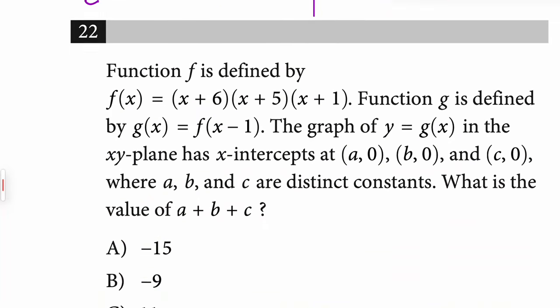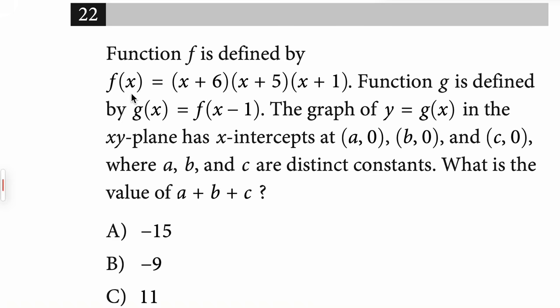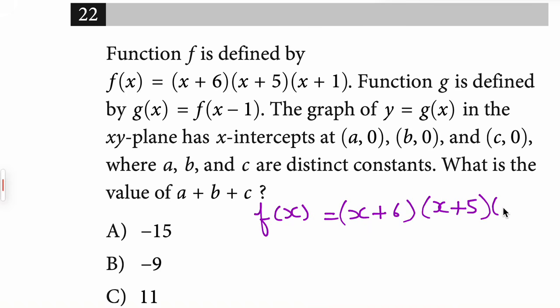Okay, let's come to the next question, which is 22. F of x is equal to x plus 6, x plus 5, x plus 1. Okay, let's write it. F of x is equal to x plus 6, x plus 5 and x plus 1. Function g is defined by g of x is equal to f of x minus 1. Okay, let's see this one first. So if I replace every x with x minus 1, this is what is required here.